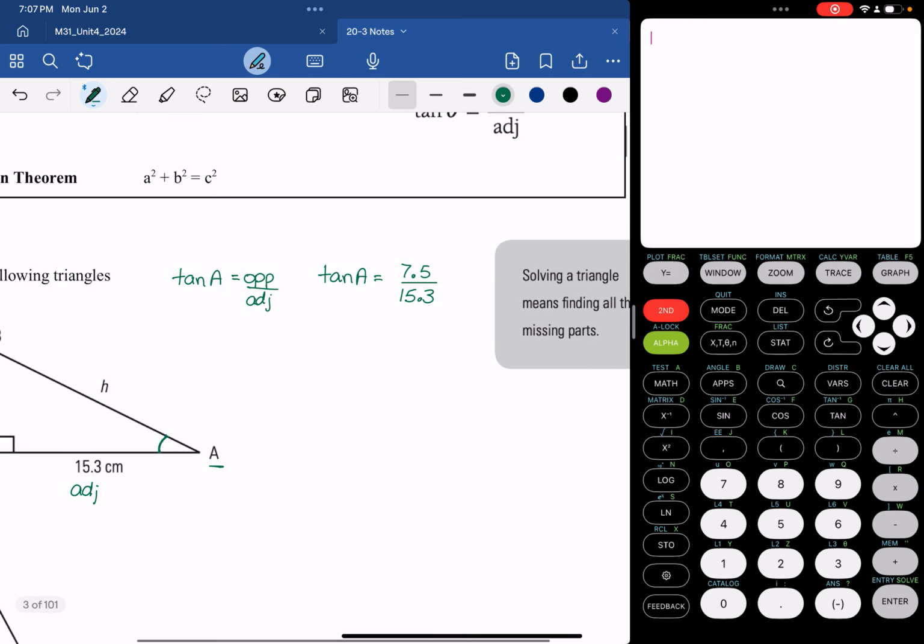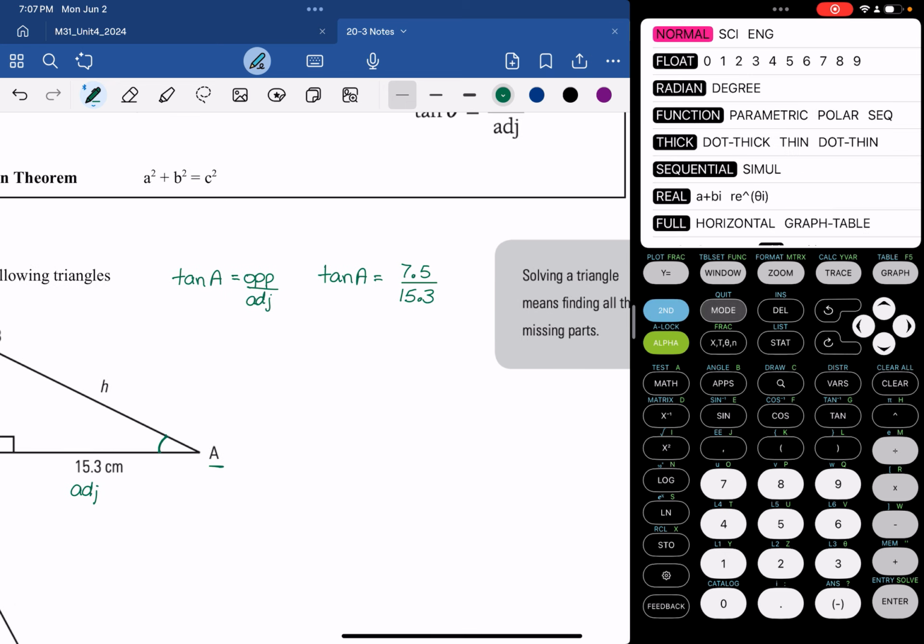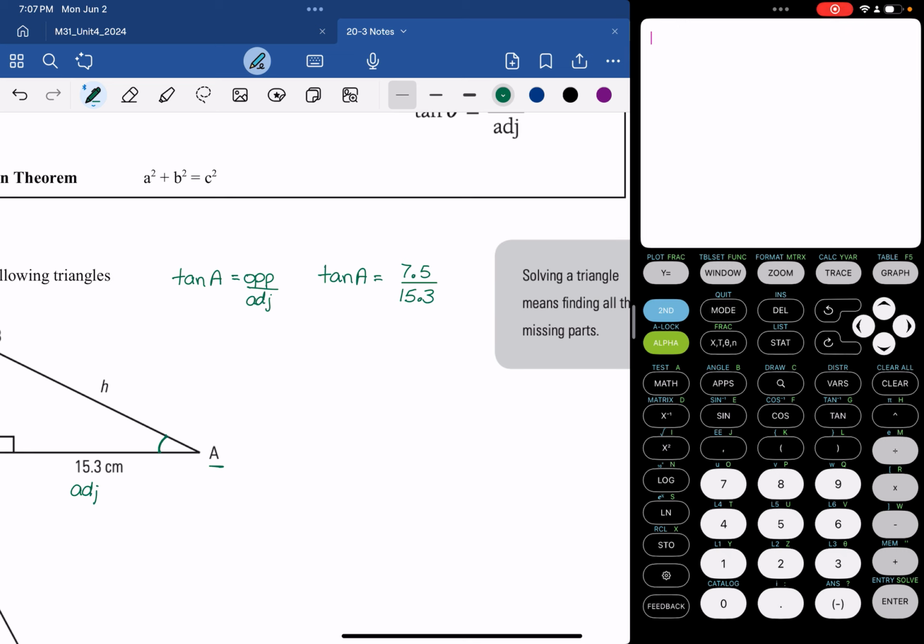So I'm going to go second, and I'm actually going to make sure I'm in the right mode because that will change us here. So I'm going to go second, and I want tan. So on your calculator, you'll see tan to the -1. That means we're working with inverse tan, and that's what I want to have here whenever I'm looking for an angle.